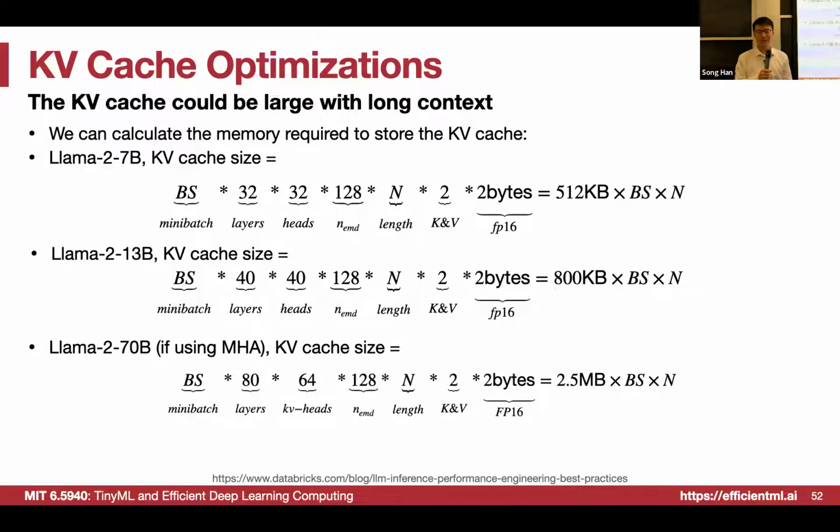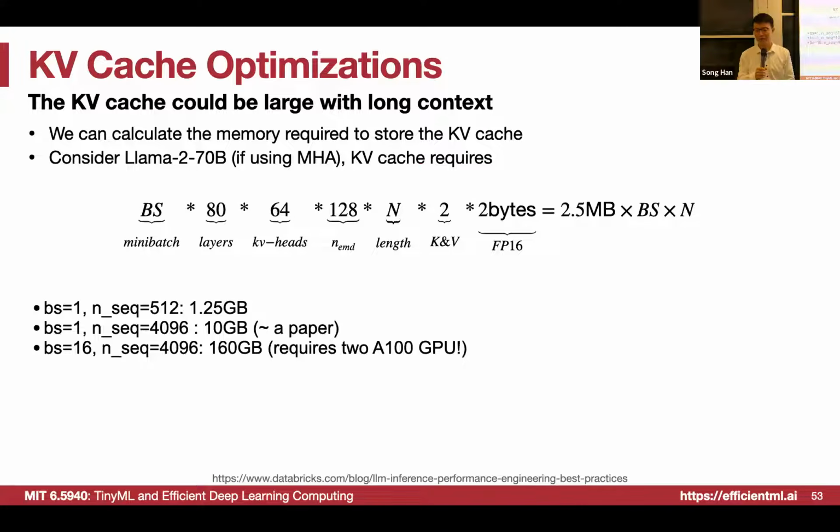What if we use the 70B, Llama 2 70B, using MHA, multi-head attention? The KV cache doubles the layers from 40 to 80. The number of heads also increased to 64. There is 2.5 megabytes per token per batch. And let's see what that means. 2 megabytes per batch per token. If batch size is 1, and the number of tokens in the sequence is 512, you need 1.25 gigabytes to store the KV cache.